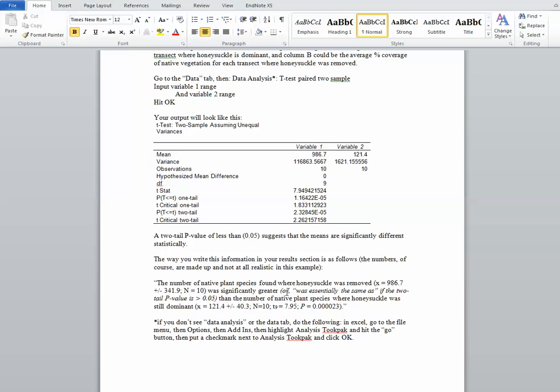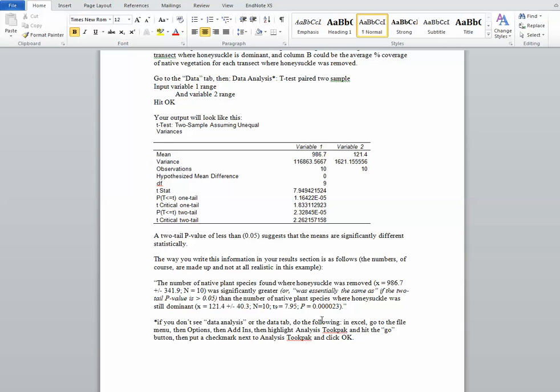Notice I've got some script here in italics. That script is if you didn't have a statistically significant difference, if your p-value was 0.9 or something, you would say that the number of native plant species was the same as the number of native plant species where honeysuckle is dominant. So if your p-value is greater than 0.05, you'd say that there's no difference between those two values.